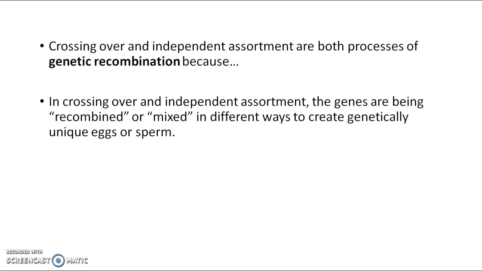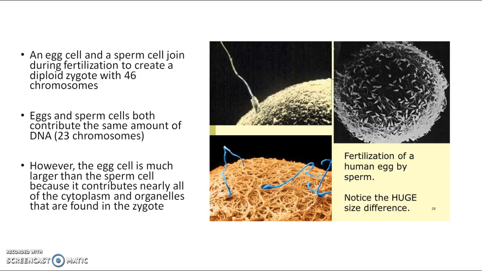Okay. Now, both crossing over and independent assortment are often called processes of genetic recombination. And that's because in both crossing over and independent assortment, the genes on the chromosomes are recombined or mixed in different ways to give us genetically unique eggs and sperm. Remember, an egg cell and a sperm cell are going to join together during fertilization to create a diploid fertilized egg or zygote that has 46 chromosomes.